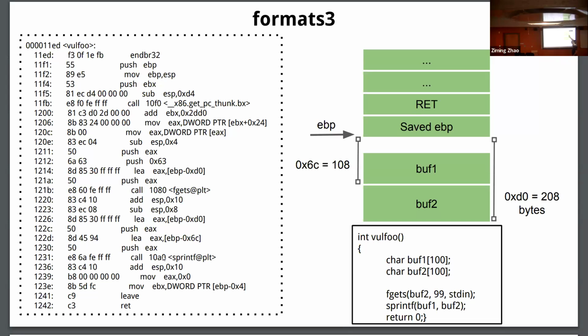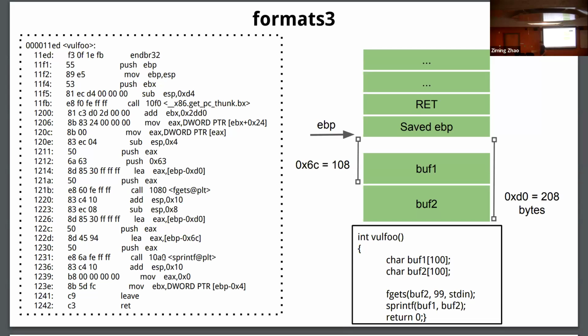If we draw this, the stack will look like this. Return address, saved EBP. From buffer 1 to saved EBP, we have 6C, which is 108 bytes. From buffer 2 to saved EBP, we have E0, which is 224 bytes, which means the compiler gave us exactly 100 bytes for buffer 2. Buffer 1 actually will have 108 bytes, and we do not have stack arrays in between. Then it's just a standard function exit here.